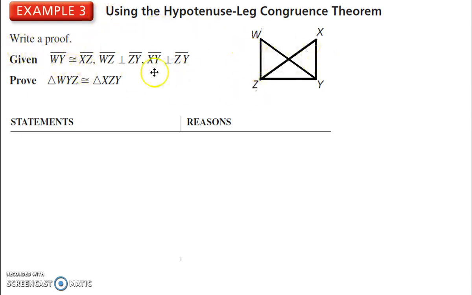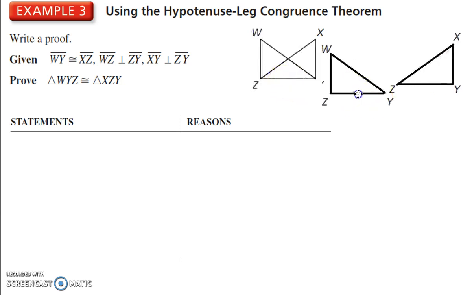Write a proof. We know that WY is congruent to XZ, WZ is perpendicular to ZY, XY is perpendicular to ZY, and we want to prove that these two triangles, WYZ and XZY, are congruent. Now, one thing that helps to do is split those apart, maybe make yourself another drawing. So move that out and move this out so you can see what we are talking about here.